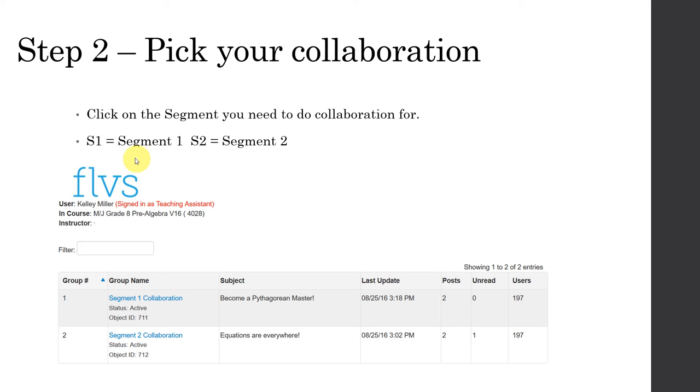Okay, once you've done that, you need to decide which semester or segment that you need to do the collaboration for. Remember, segment 1 is your first modules 1 through 4. Segment 2 is going to be 5 through 8. So if you're in 1 through 4, you're going to choose this segment 1.